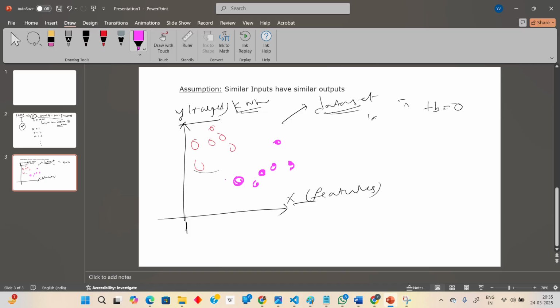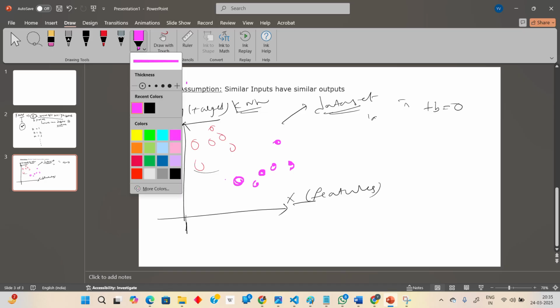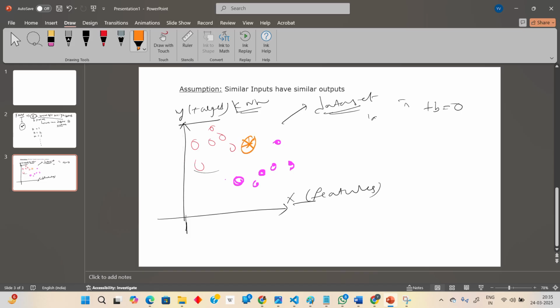Then let me consider one more point, orange. This is a new point. I want to classify whether this new point belongs to class red or class purple. That is my goal.